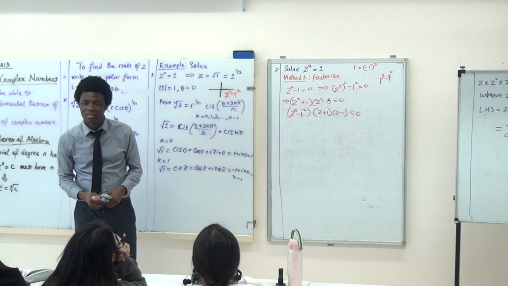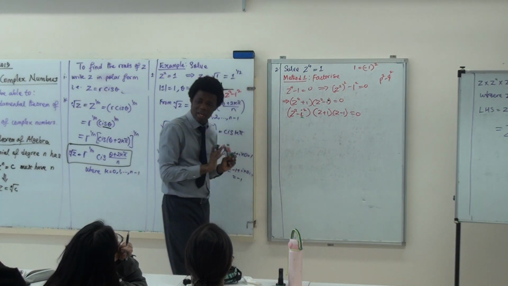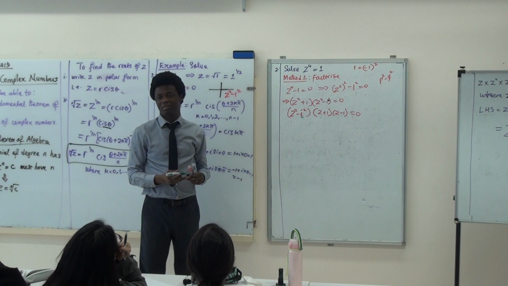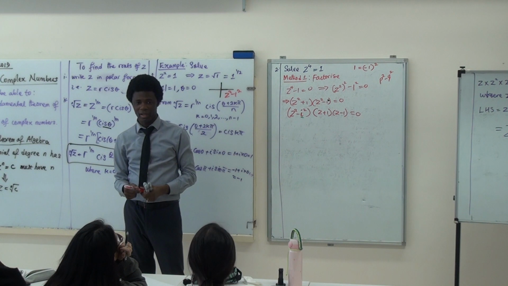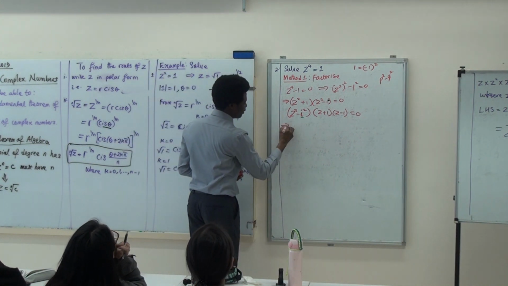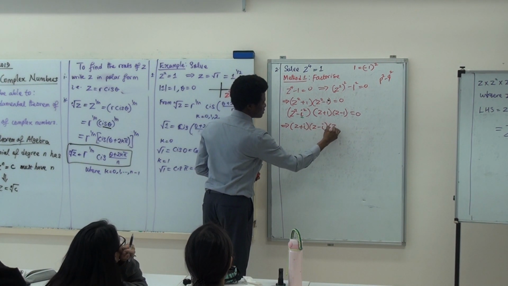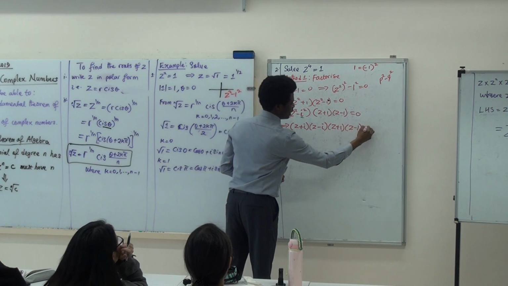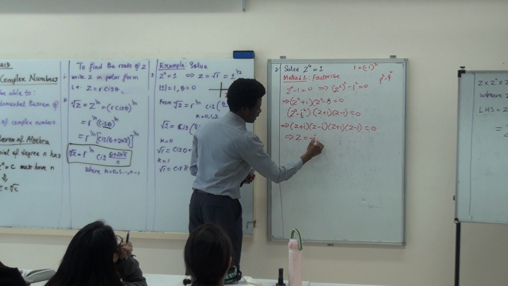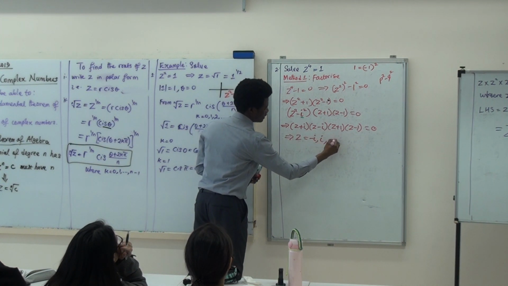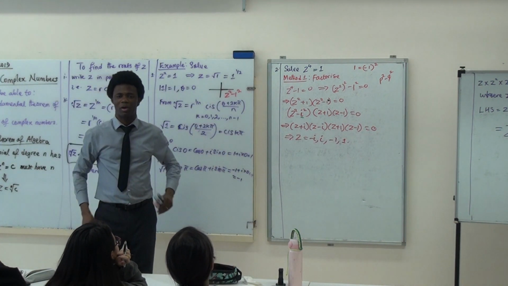What is i squared? This on its own produces negative 1. And there's a negative here. So you are back to your plus 1. Okay? Good thinking. So now we can have our final to be z plus i, z minus i, z plus 1, z minus 1 equals 0. So what are the values of z? From here, negative i, from here, i, from here, negative 1, and from here, 1. So there are 4 roots according to the fundamental theorem of algebra.